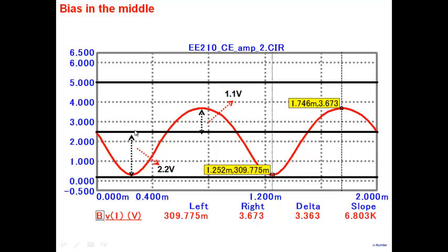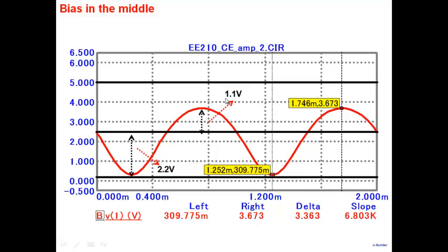So I expect a swing of 2.5. And what do I get? Well, on the negative side, it starts touching here, 2.2, which is okay. On the positive side is only 1.1. I biased it in the middle. This is 0, this is 5, and we biased it at 2.5. And the swing that I get is only 1.1 in the positive and 2.2 in the negative. So I'm not getting the swing that I want.